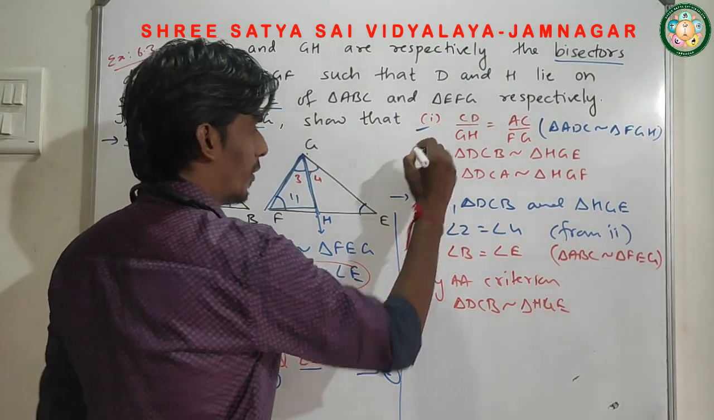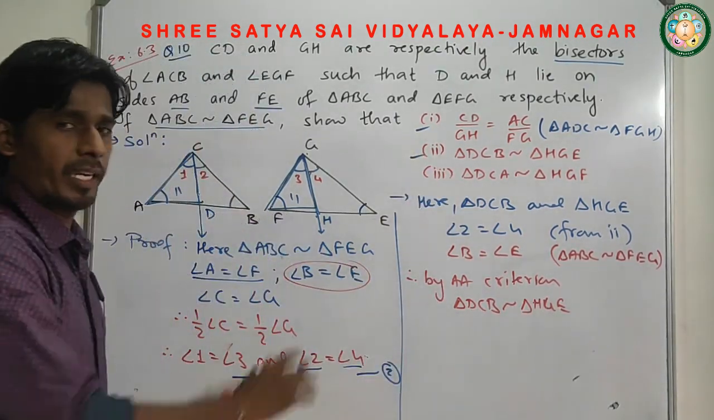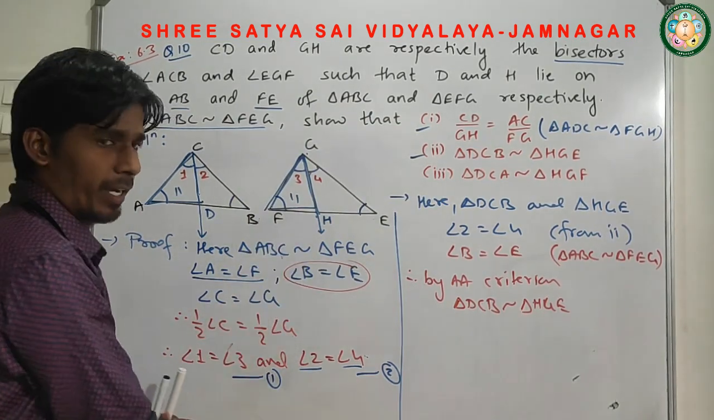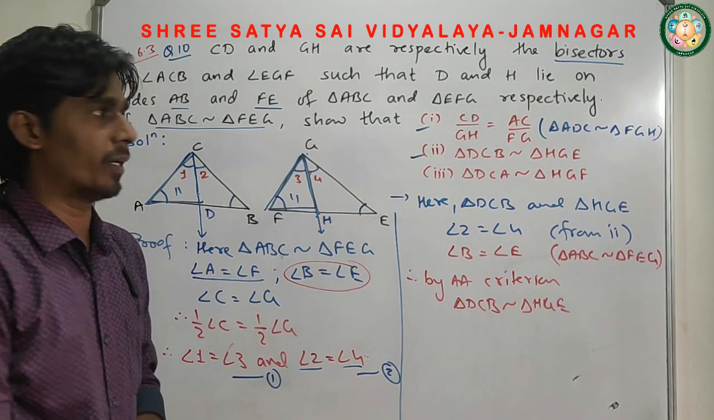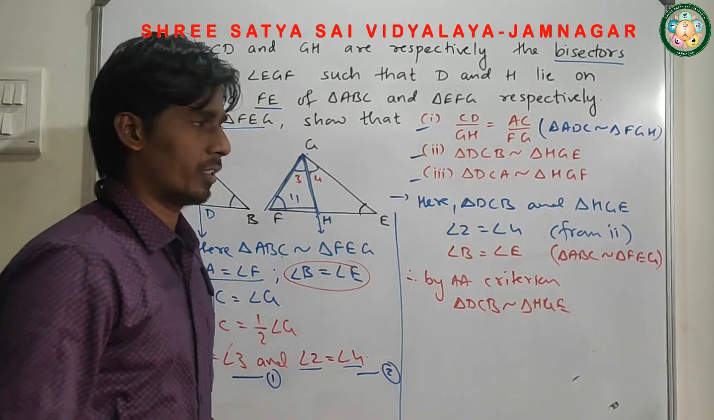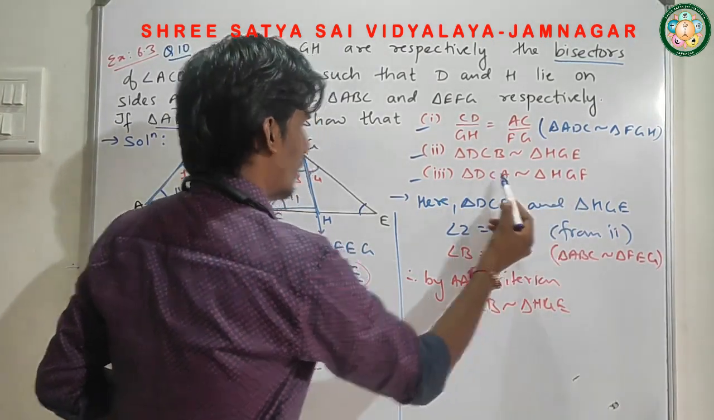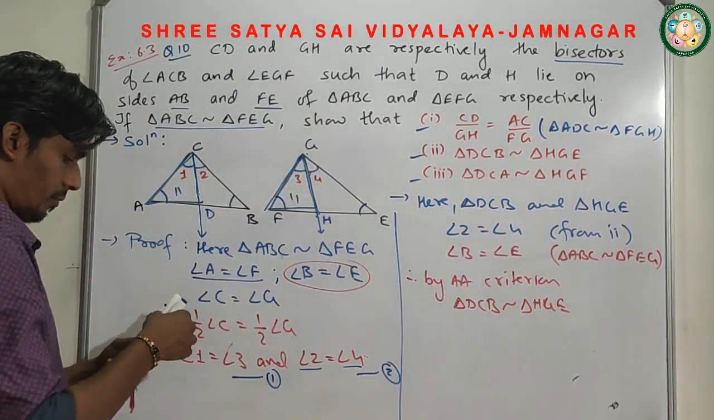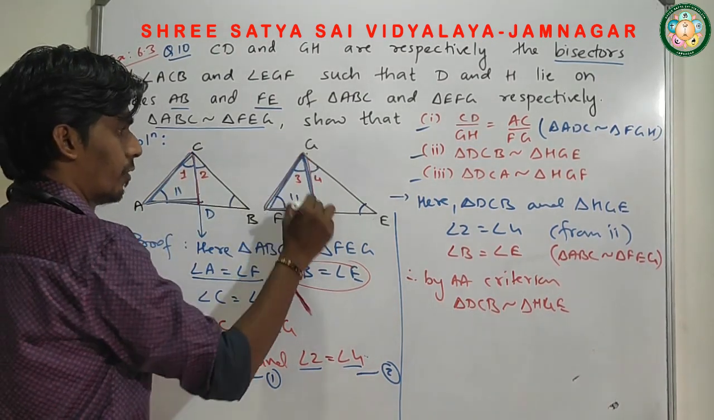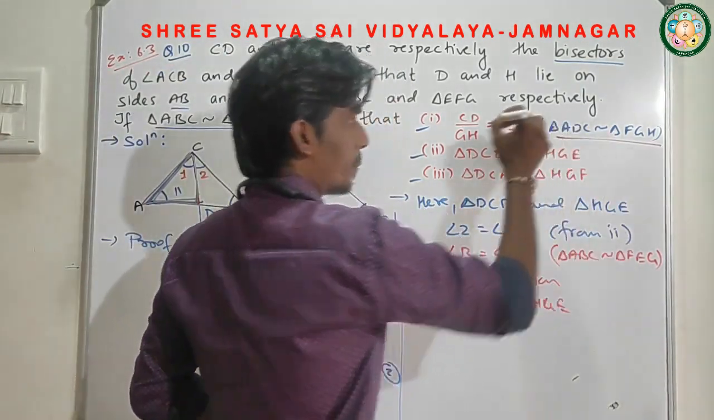Now we have already proved the first and second one. This one is done. The main important part to solve this one is this much part. If you get this much part, then it is possible to solve all the remaining conditions. Now for the third one, it is already proved. If you look at this, DCA is similar to HGF. This DCA and HGF, we already proved these two triangles similar in the first proof.